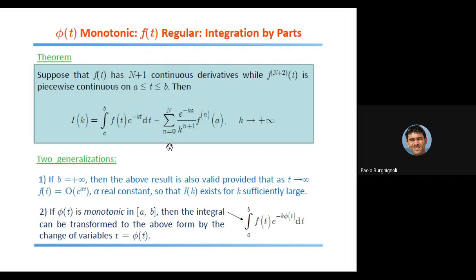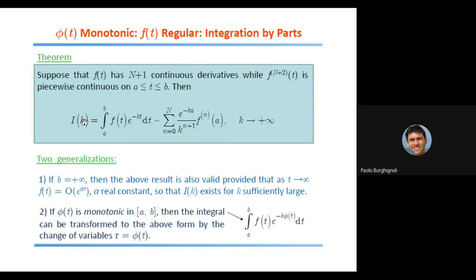This is a development in terms of inverse powers of the large parameter k. You can see the exponential here, evaluated at the boundary where your function phi, your function in the exponential, is smallest, so the lower boundary a, and then the derivatives at the same boundary of the function f. So again, what happens at the lower boundary determines the asymptotic behavior when k is large, according to the intuition presented before.